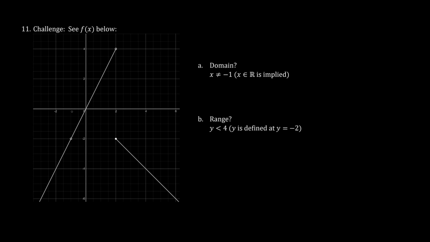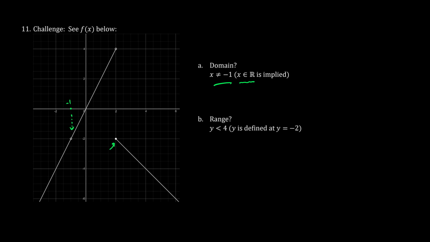The domain is that x is not equal to -1. As you can see here at -1, there's a hole. That makes sense. And we don't have to specify that x belongs to the reals. Every other x value is specified. Notice how x does indeed equal 2. Even though there's a hole here, it's filled in by x equals 2 over here.